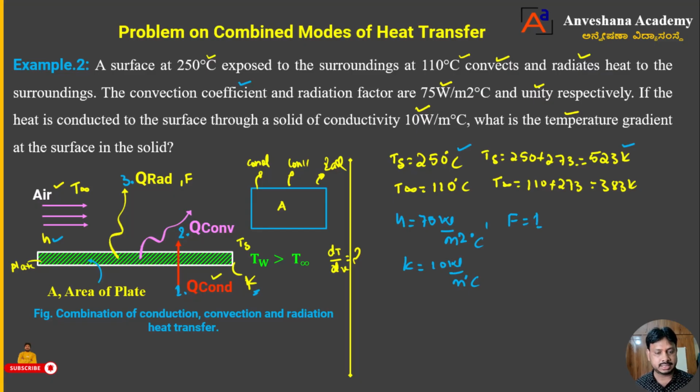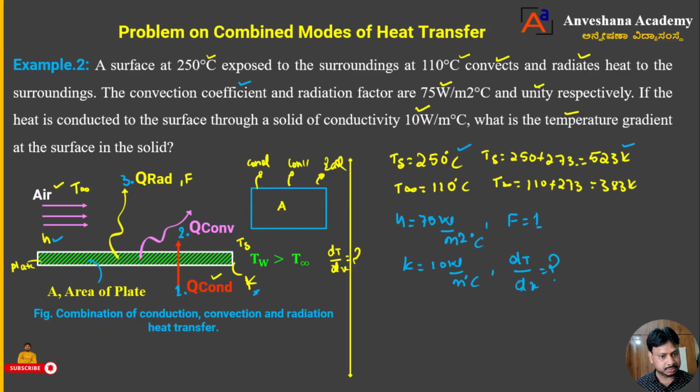When heat is transferring through conduction, we know the equation: minus k A dT by dx. That dT by dx is nothing but the temperature gradient. So he is asking us to calculate the temperature gradient. I will mark the temperature gradient here as dT by dx is equal to how much. Initially, conduction heat transfer takes place in the plate. I will write it here now.